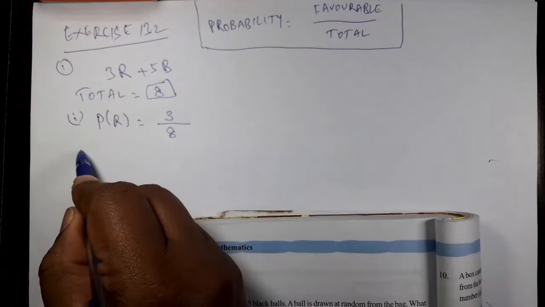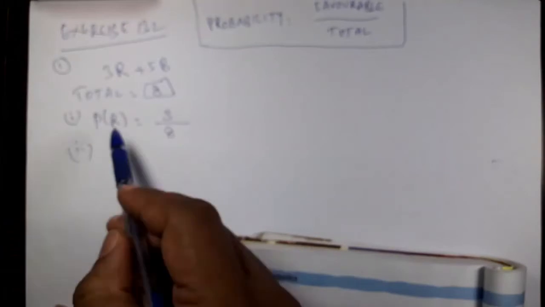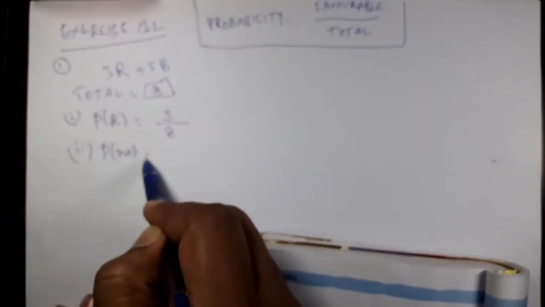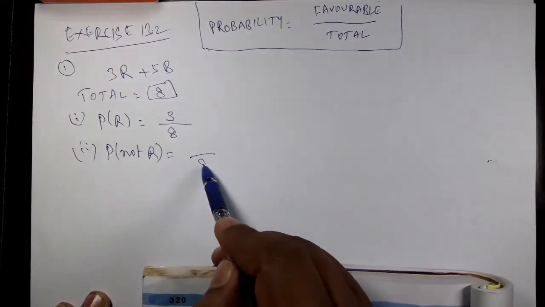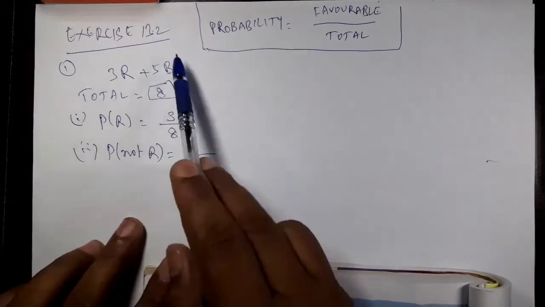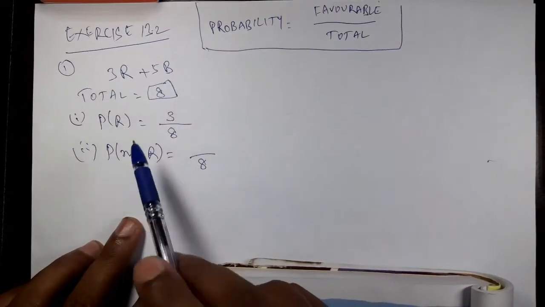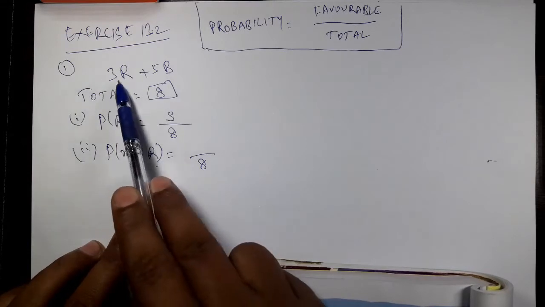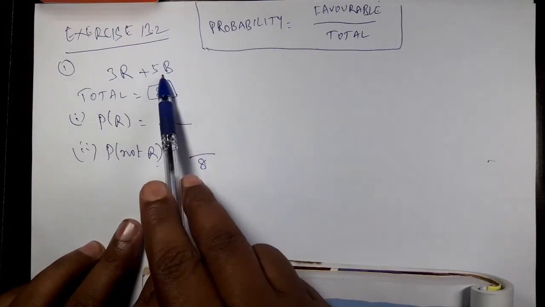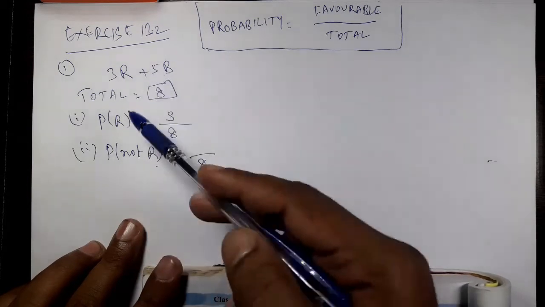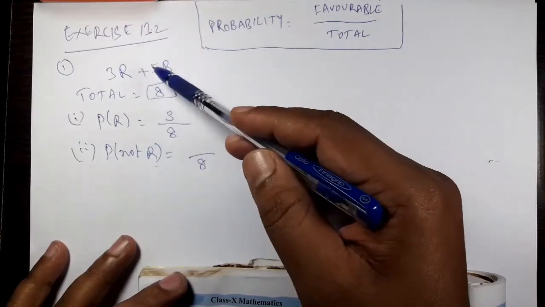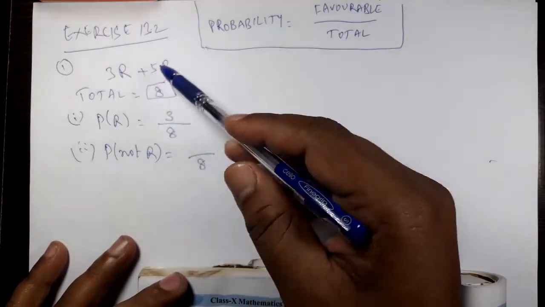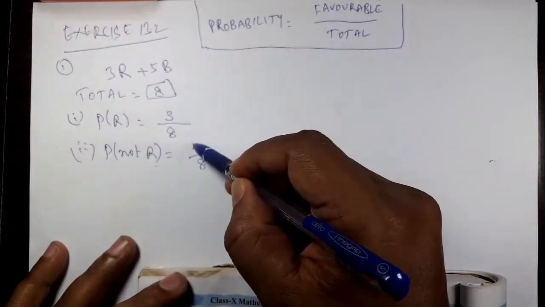Now coming to second part, not red. Probability for not red. Tell me. Denominator is total. Total is 8. Coming to numerator, how many of these 8 are favorable to this event? That is not red. How many of these 8 are not red? All black balls are not red, right? So how many? 5. So all these 5 are favorable. Only 5 are favorable. These are not favorable to this event. So this is 5 by 8, right?